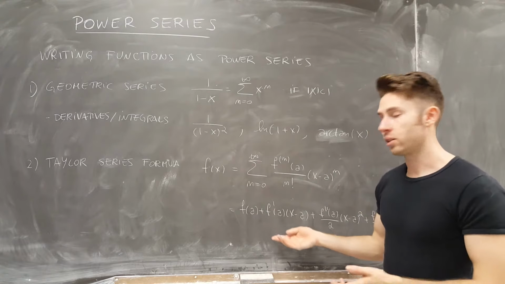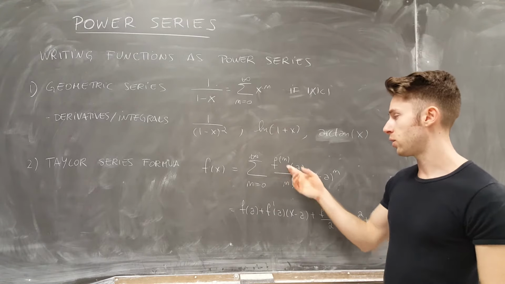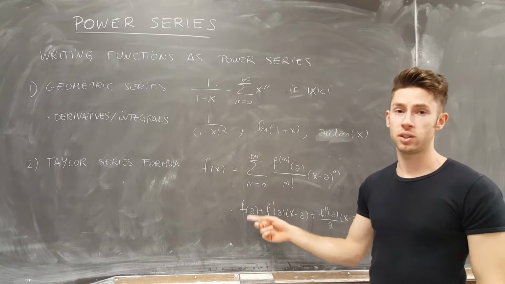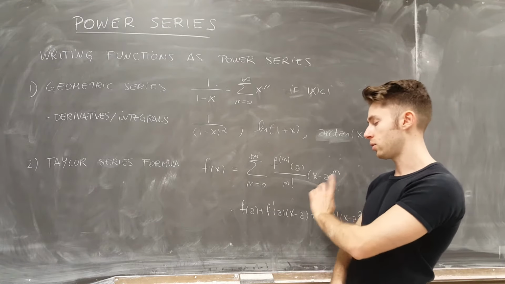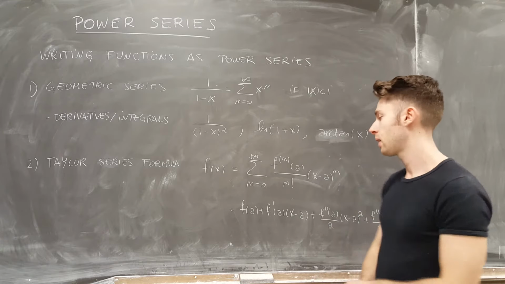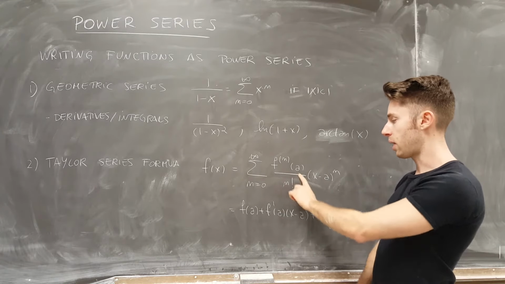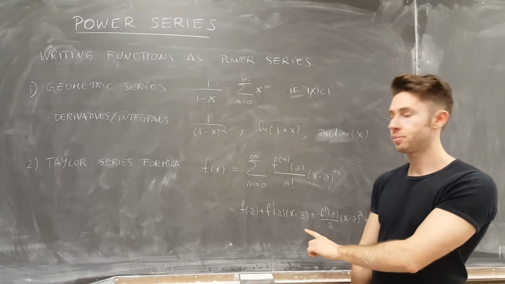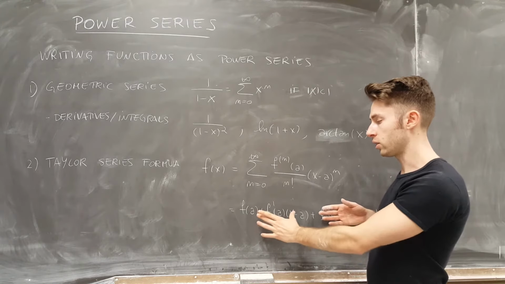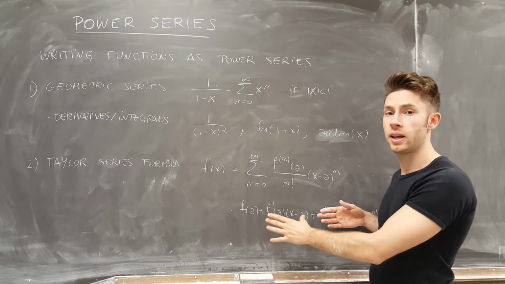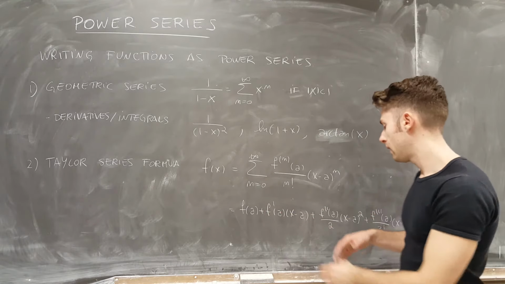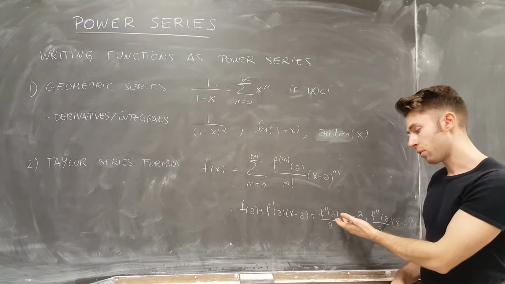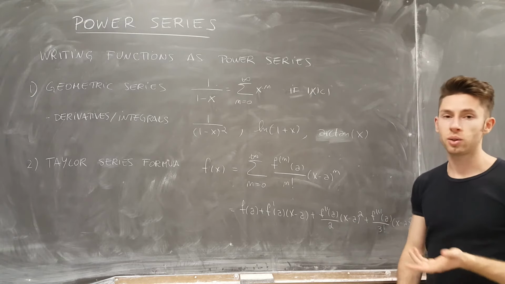So here I'm writing down the first terms. When n is equal to 0, there's no derivative, that's just the function, and 0 factorial is 1. (x minus a) to the 0 is 1, so you just get f of a. When n is 1, you get f prime of a times (x minus a). So this is called the first Taylor polynomial. You should know that this is the tangent line. Then I have f double prime of a divided by 2 times (x minus a) squared, and so on and so on.